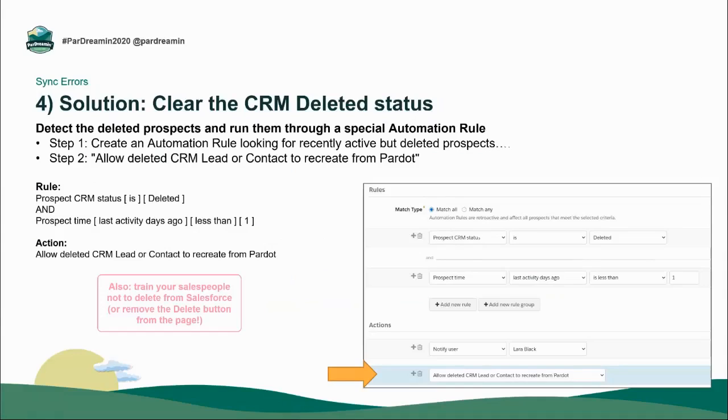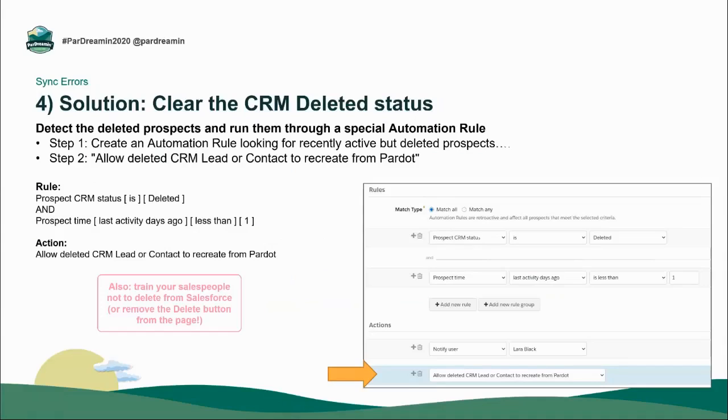The next line is: and prospect time, choose prospect time from the bottom of that dropdown. Last activity days ago is less than, and put 1. And that gives you today as being less than 24 hours ago, right? So that gives you the people who are recently active. And if you want to go back 7 days or whatever, that's fine.